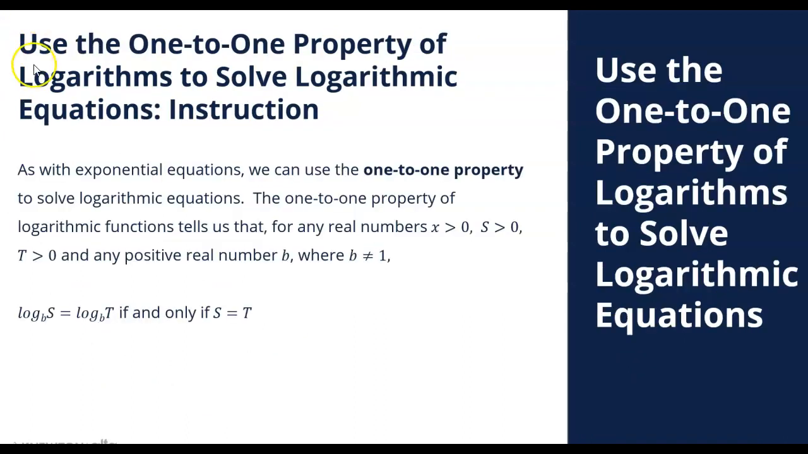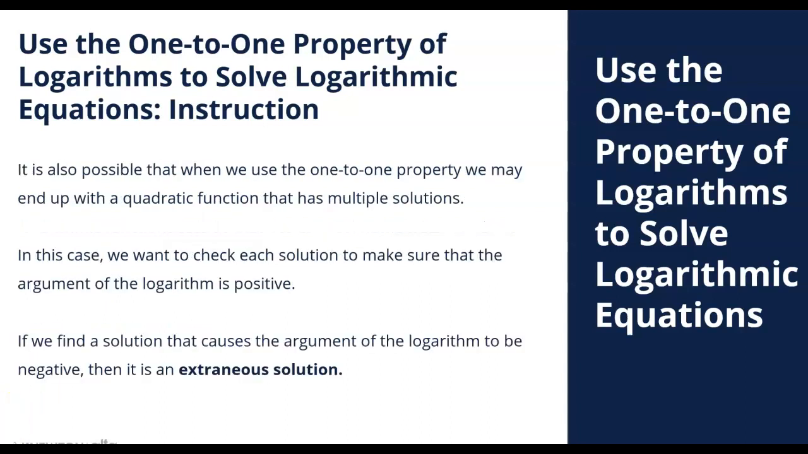We can also use the one-to-one property of logarithms to solve a logarithmic equation. For instance, if we are given log of s base b equal to log of t base b, we can then say that s is equal to t. Or if we're given s is equal to t, then we can say that log of s base b is equal to log of t base b.